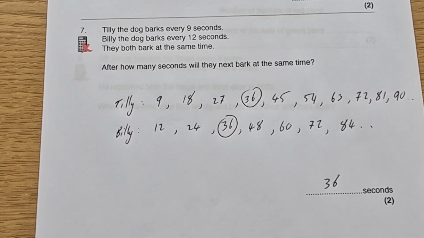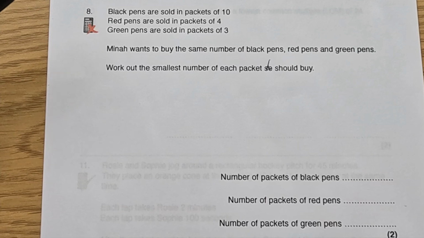Okay, let's look at our next question, question number 8. So question number 8 says that black pens are sold in packets of 10, red pens are sold in packets of 4, and green pens are sold in packets of 3. And Mina wants to buy the same number of black, red, and green pens. And we've been asked to work out the smallest number of each pack she should buy.